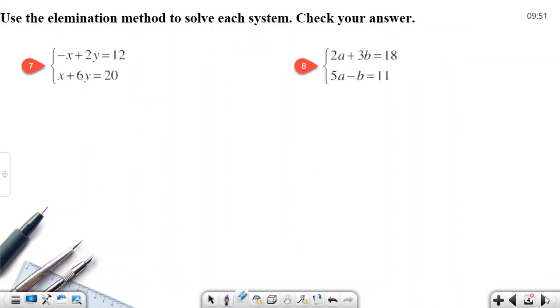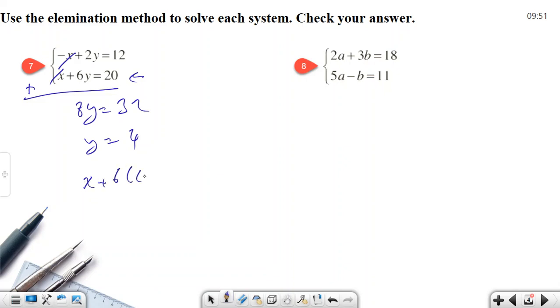Let's continue. Okay, use the elimination method to solve each system. You add them. Why? They're opposites: negative x and positive x will cancel each other. 2 plus 6 is 8, 8y equals 32, y equals 4. If y equals 4, use the second equation, because it has positive x, which is easier. So x plus 6 times 4 equals 20. x plus 24 equals 20. x equals negative 4. So the solution is negative 4 and 4.